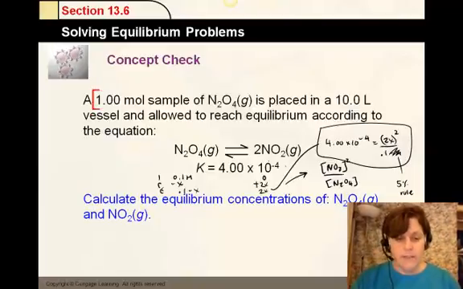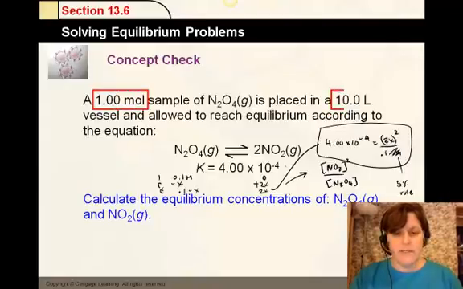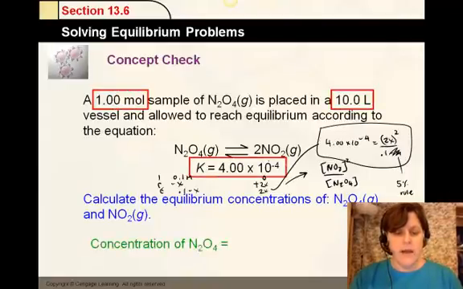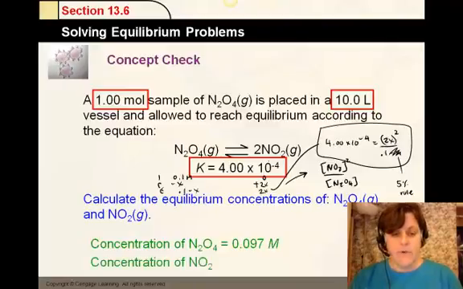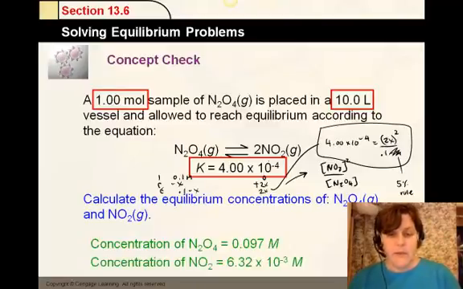So therefore, oh, they're going for the boxing. Yes. All right. So therefore, to get my concentration of N2O4 at equilibrium, I have to say 0.1 minus 0.00316, and that's how I got 0.097. And of course, the other one is increasing, and I got 6.32 times 10 to the negative third, because that's 0.00316 times 2.